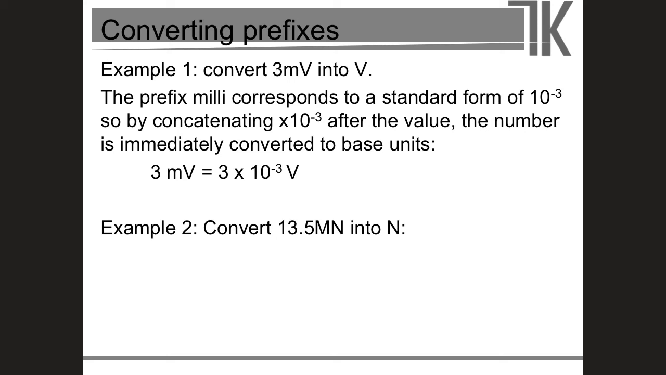So we've got 13.5 meganewtons into newtons, and mega means times 10 to the 6, so we would write this 13.5 times 10 to the 6 newtons. Now for those of you who are a bit stronger in math, you go, that just looks weird. 13.5 times 10 to the 6, why would you write it like that? And as a physicist, that's what we think as well. So while that number is completely correct, we're going to put it in a form that looks a lot better.